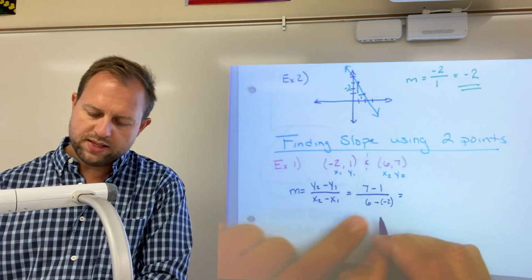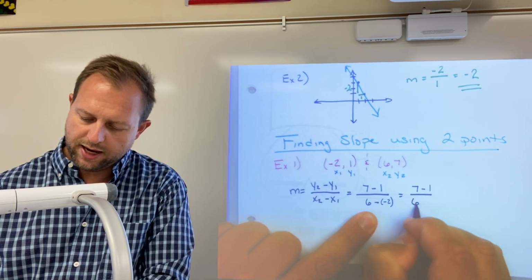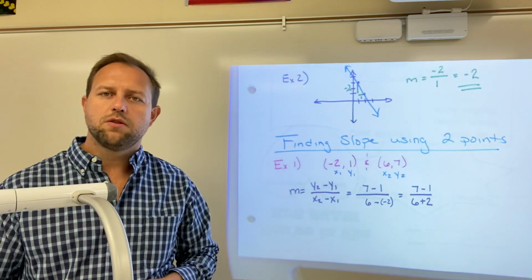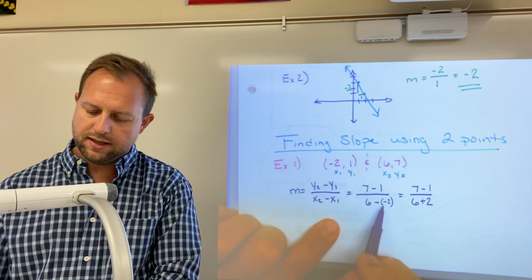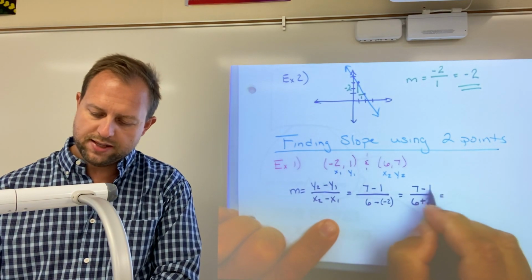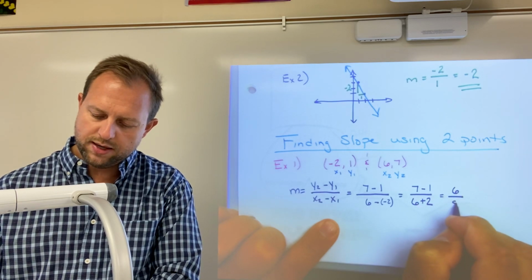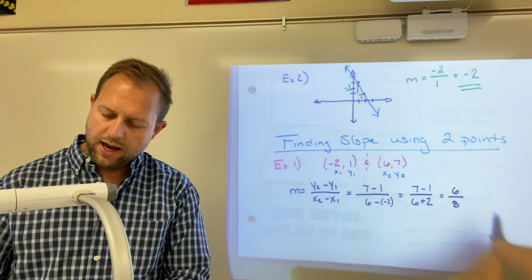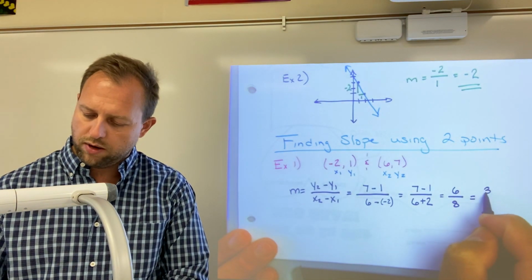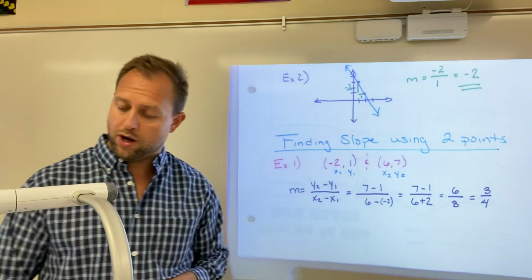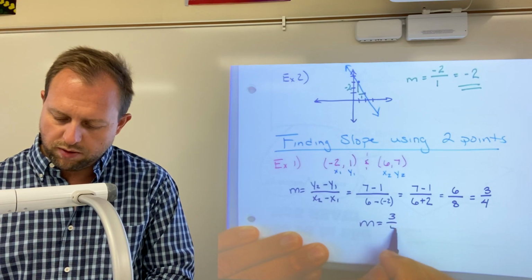You'll recall that when we subtract a negative number, that's the same as adding it. So many times you'll see us just hop to making that a plus 2 because it's minus the negative 2. Now we can simplify. 7 minus 1 is 6. 6 plus 2 is 8. And the fraction 6/8 reduces to 3 over 4. We can take a 2 out of both. So our answer is simply m equals 3/4.